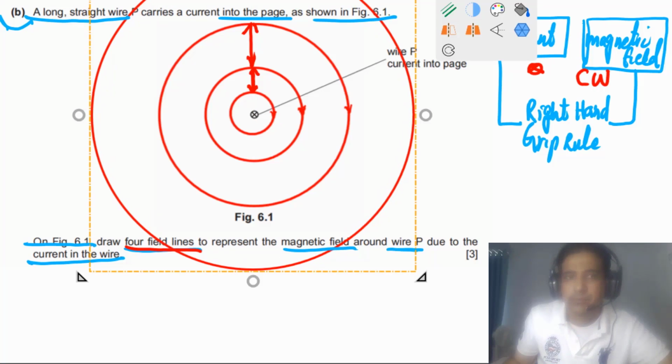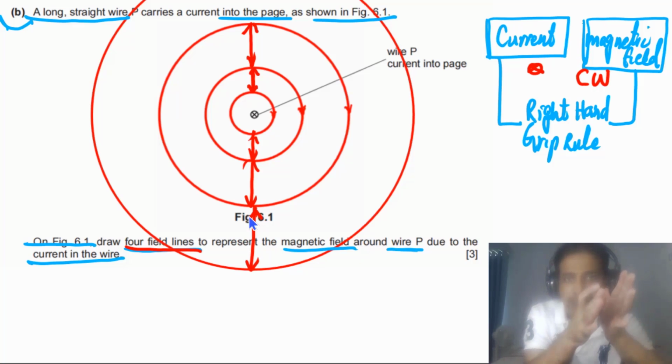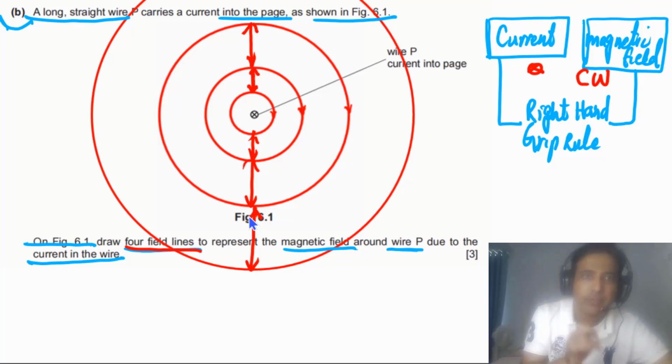But one thing we have to be very clear, as I mentioned before, the gap has to increase. You see this gap is shorter, this gap is wider, and this one is the widest. This is telling us that as we go away from the wire, the magnetic field gets weaker and weaker. So this has to be in your answer.